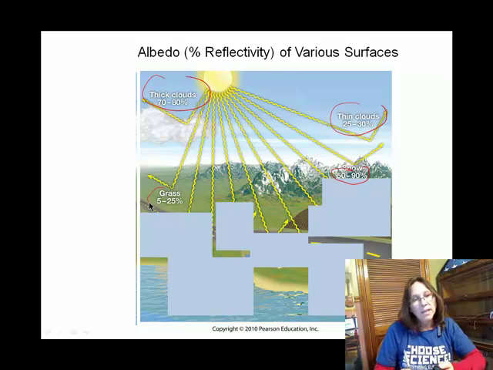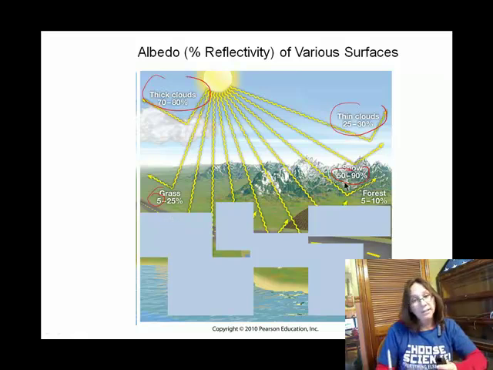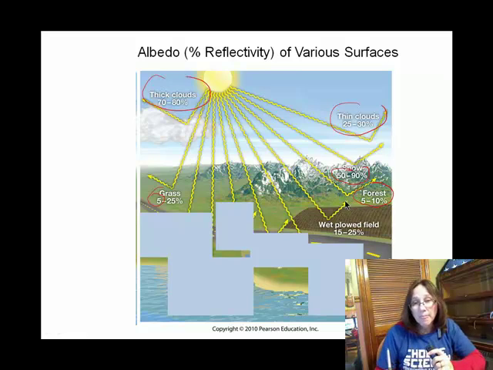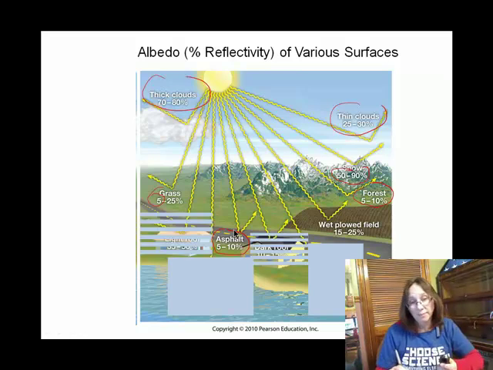Grass, notice that its percent reflectivity can be down to about 5%, which would mean what, 95% of the light that hits it is going to be absorbed. Forests, again, a relatively low percent reflectivity, that would mean a high absorbance. Wet plowed field, between 15 to 25% reflectivity. Asphalt, depending upon its color and its texture, tends to absorb colors, with low reflectivity.